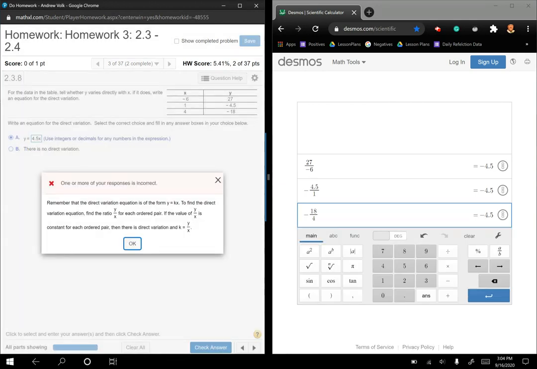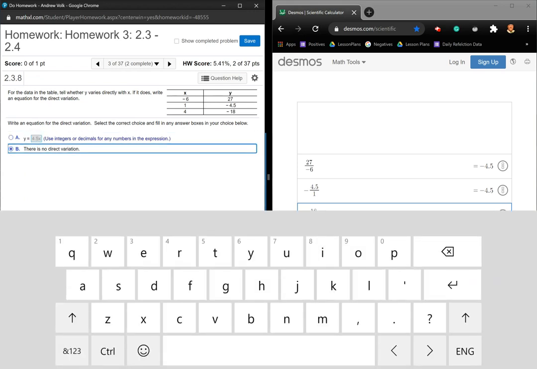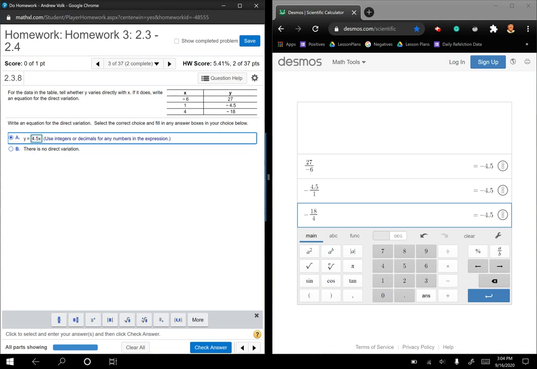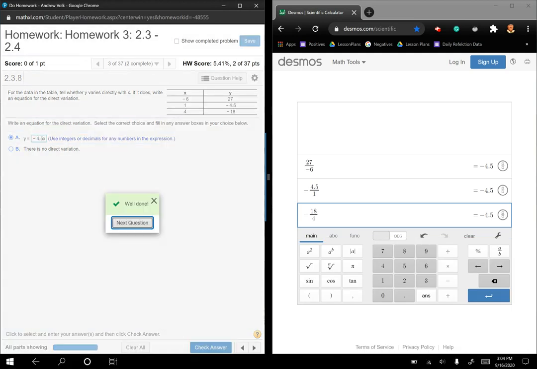Oh no, I did it backwards. Oh, look at me. I forgot the negative. I hope they give me another chance. All right, I'm going to type in negative. It's okay to get ones wrong on this. Learning math is a lot about learning why you're getting questions wrong.